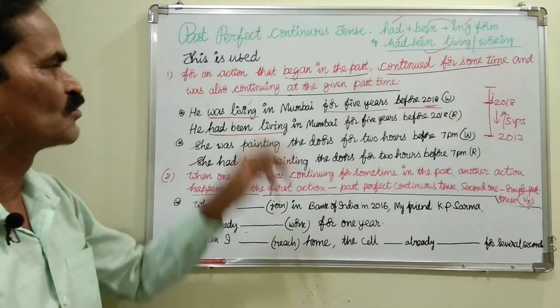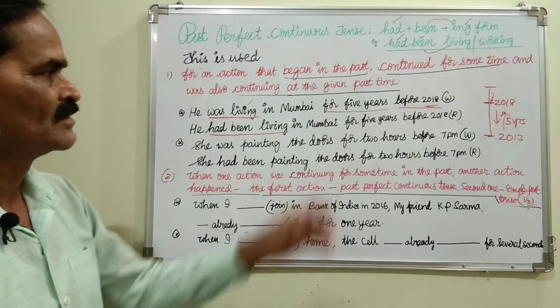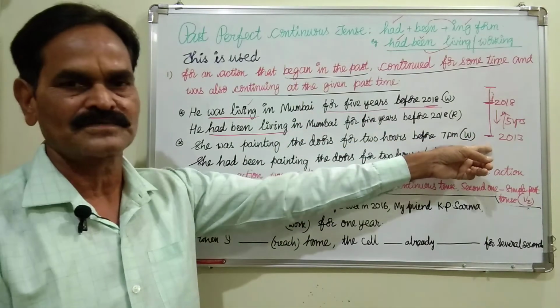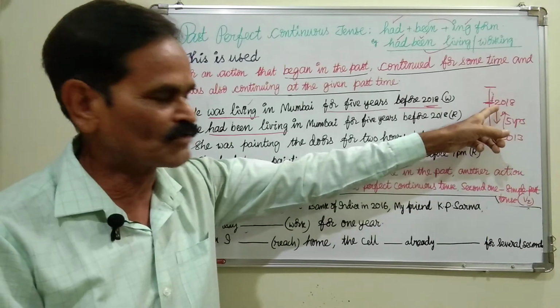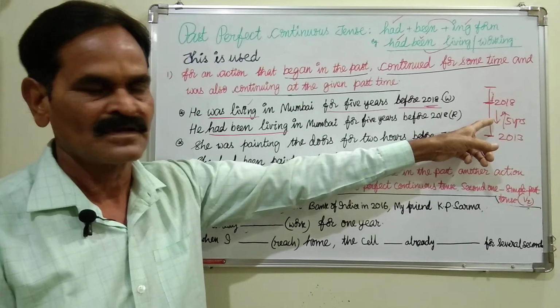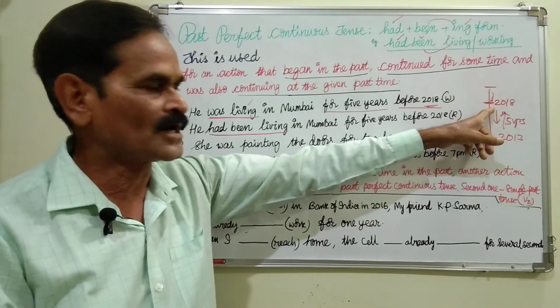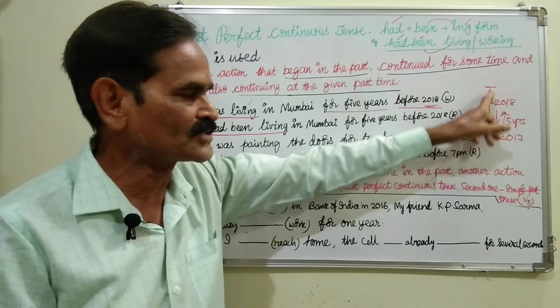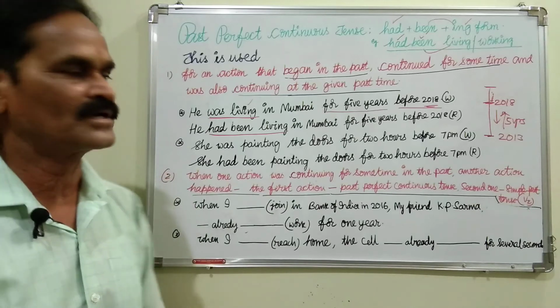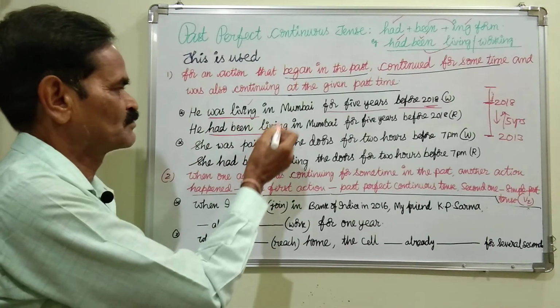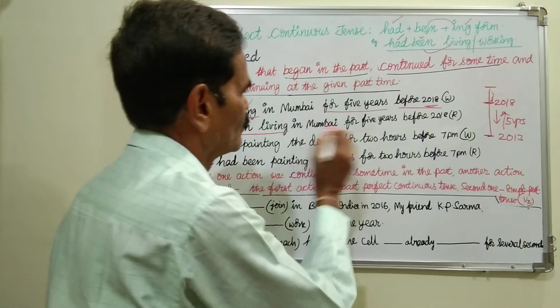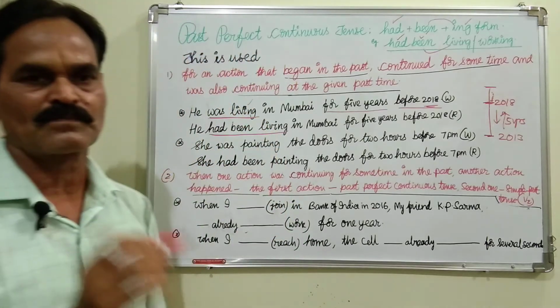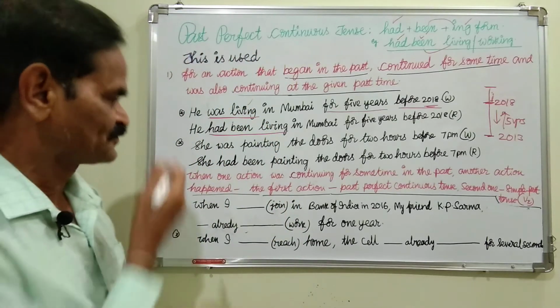We cannot use "was living" because that action began in the past and continued for some 5 years, and this is the past, another past time given. At this time also that action was going on. That's why we must use had plus been plus ing form. Okay, that is called past perfect continuous tense.